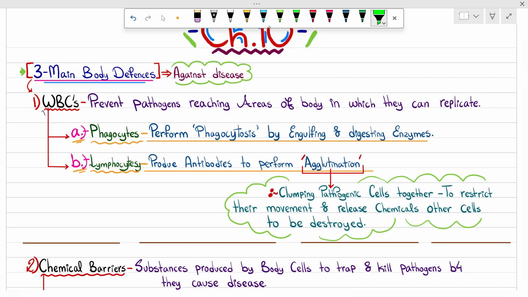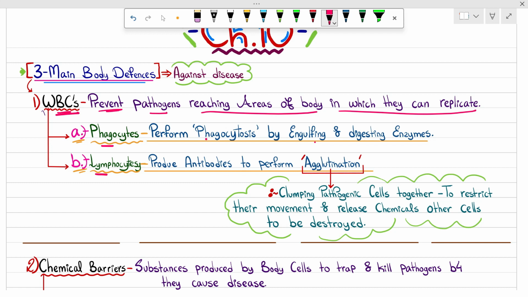Now let's go through some body defenses. In our syllabus, we have 3 body defenses against such pathogens or diseases. The first one is WBCs, white blood cells. White blood cells prevent pathogens from reaching areas of the body in which they can replicate. So WBCs stop pathogens from going to areas where they can reproduce themselves. There are 2 types of WBCs in our body: phagocytes and lymphocytes. Phagocytes perform phagocytosis by engulfing and digesting pathogens. They capture the pathogens, engulf them, and produce digestive enzymes to destroy them.